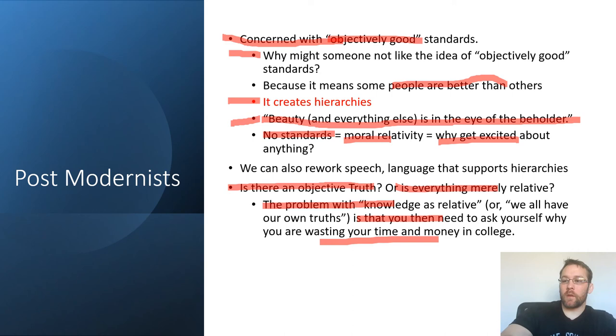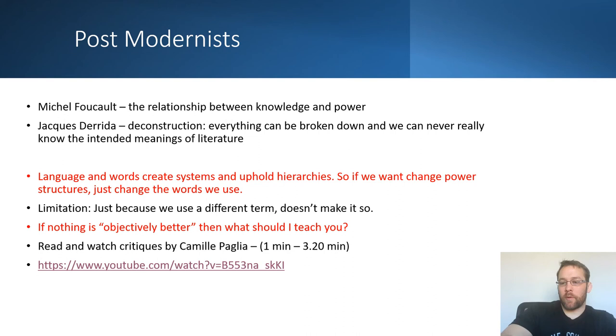All right, and finally, just a couple of names that you should know, and this is where we're at on the syllabus: people like Michel Foucault and Jacques Derrida, and you can watch a little bit about them down here in a couple of minutes with Camille Paglia, right? So Michel Foucault is a philosopher from the 70s, and he's a postmodernist. He's very concerned with the idea of power, like how does language create power? Same with Derrida. Everything can be broken down. We can never really know the intended meaning of literature.